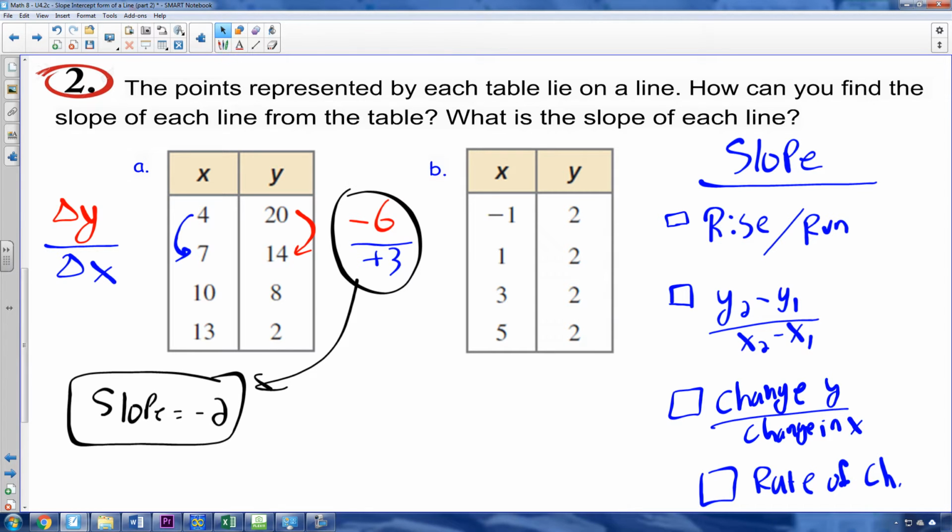6 divided by 3. So I want you to pause the video and try part B. Do change in y over change in x. Now I do want to let you know there might be a little bit of a trick up my sleeve on this one. But try to do change in y over change in x. Or you can do y2 minus y1 over x2 minus x1 to figure out the slope of this line. Pause the video and give that a try.